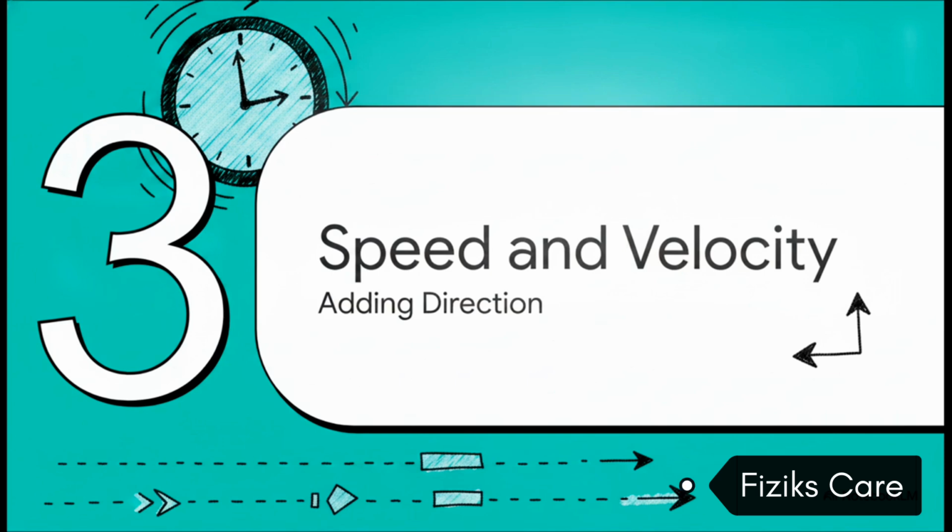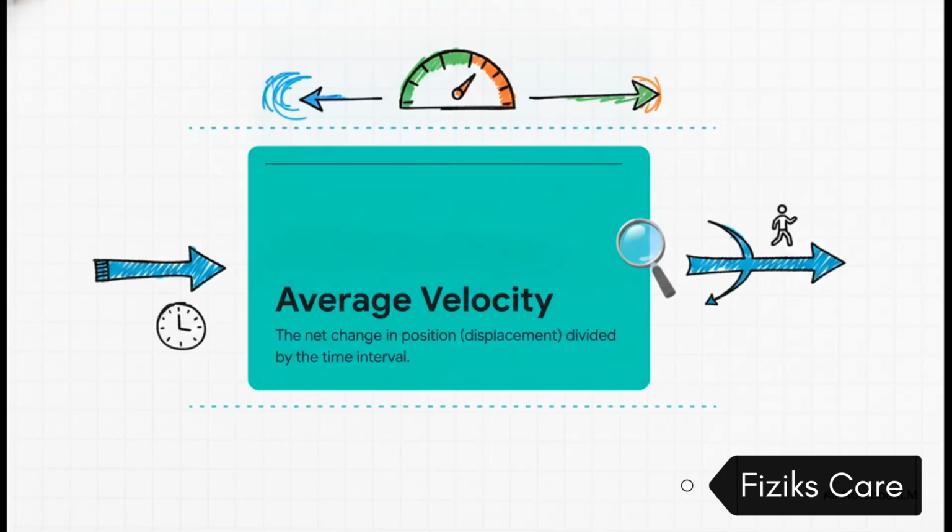Section 3, speed and velocity. Let's add the next layer to our journey and see how bringing time into the mix completely changes our understanding of pace. So average velocity is the net change in position, which, as we just learned, is called displacement, divided by the time interval during which it occurs. Well, average speed just tells us how fast physical distance is being covered. Average velocity calculates how fast the actual position is changing. It effectively brings direction into the math.